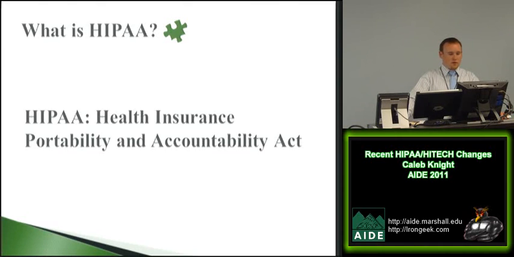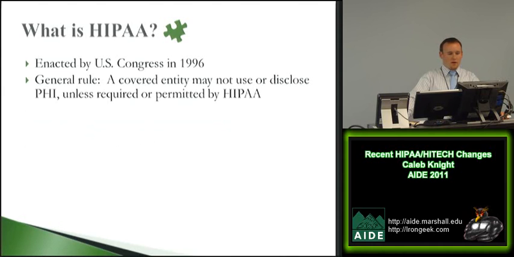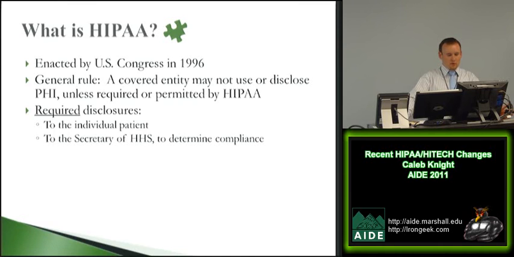So what is HIPAA? HIPAA is the Health Insurance Portability and Accountability Act. It was enacted by Congress in 1996, so it's been around for some time now. And this is the general rule: a covered entity may not use or disclose PHI, or protected health information, unless required or permitted by HIPAA. We'll get into what protected health information is in just a minute. But the law provides that you may disclose information if it's required or permitted under HIPAA.